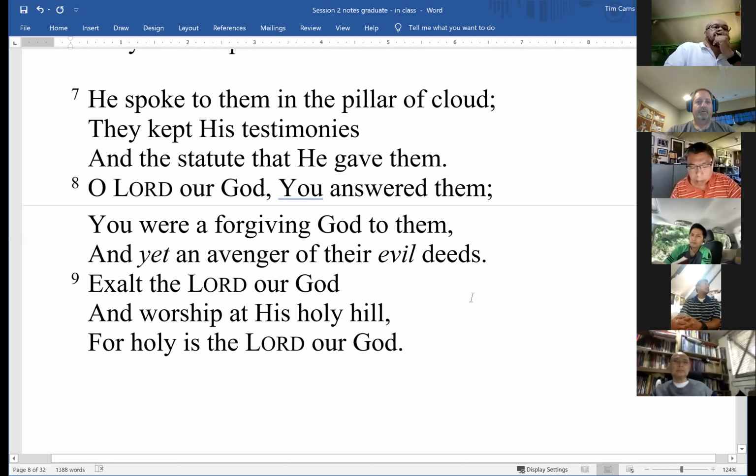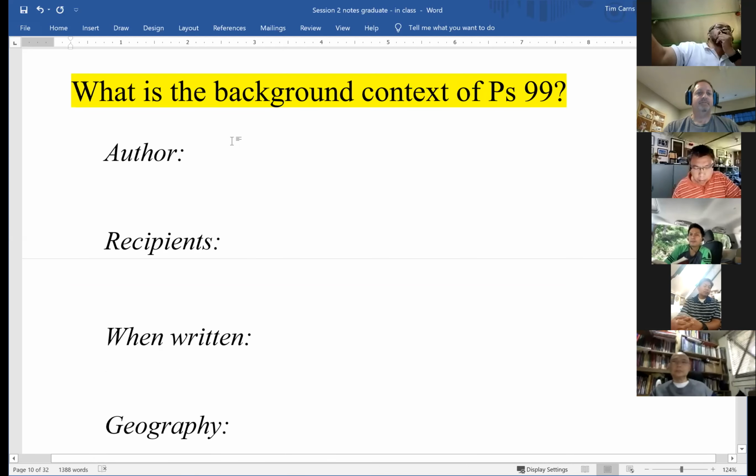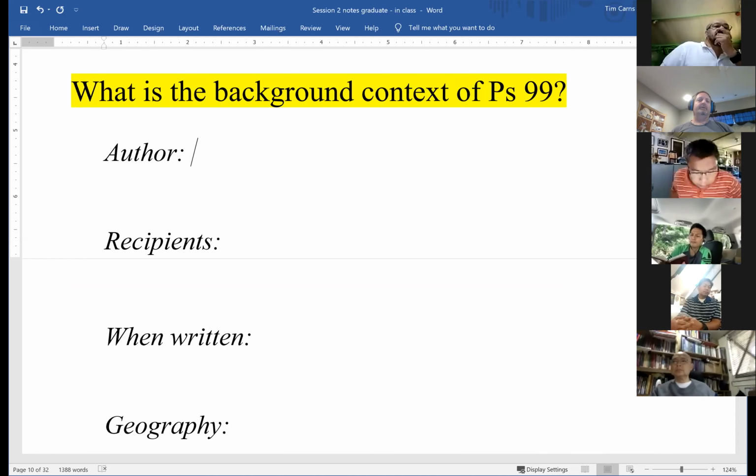Very good. All right, so as we read this psalm together, let's consider the background context. First, the author. Is the author mentioned, or do we have any indication of who the author is?